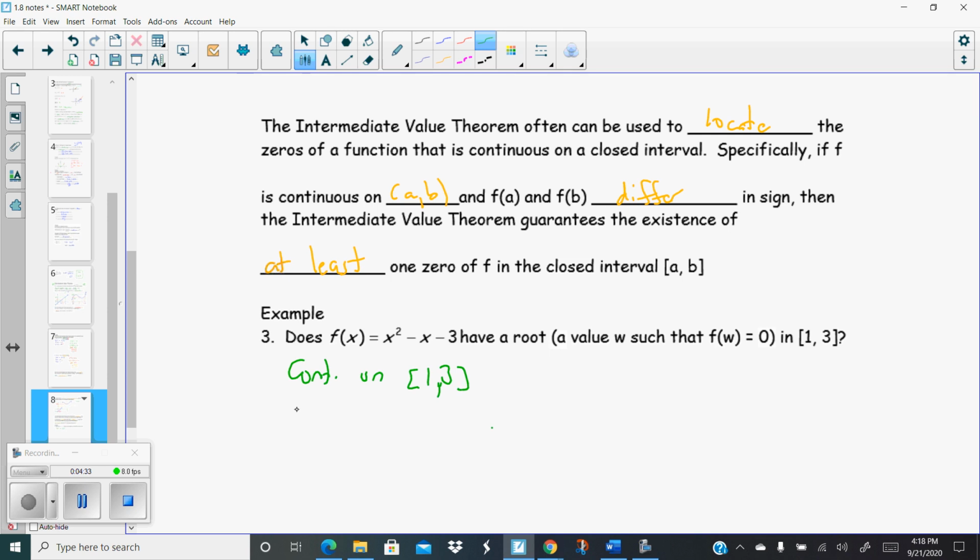So let's check f of 1, and we'll check f of 3. So f of 1, plugging 1 in, you get 1 squared, which is 1, minus 1 is 0, minus 3 is negative 3. If I plug 3 in, 3 squared is 9, minus 3 is 6, minus 3 more is positive 3. So I definitely have two different values for my endpoints, and one is positive and one is negative. So f of 1 is less than 0, which is less than f of 3. So that means 0 has to exist somewhere.